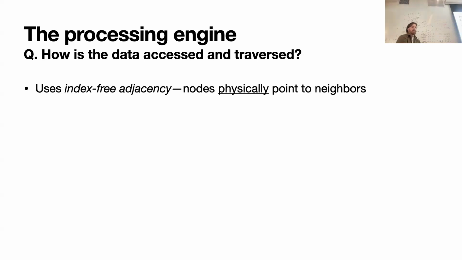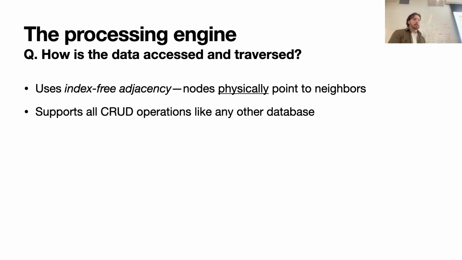It's just a constant lookup operation in the store files, which is really neat. And the processing engine is going to use index-free adjacency. So if we want to find all the adjacent nodes, we don't have to create an index as we would in a relational database. The nodes have pointer-like references in the store files to their neighbors. So they physically point to their neighbors, which is really good for performance. Neo4j supports all the CRUD operations that are normal. What we think about: read, write, update, delete.